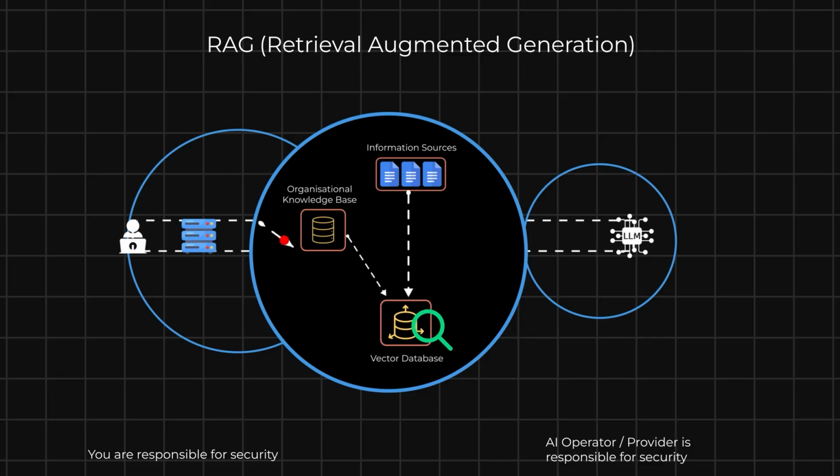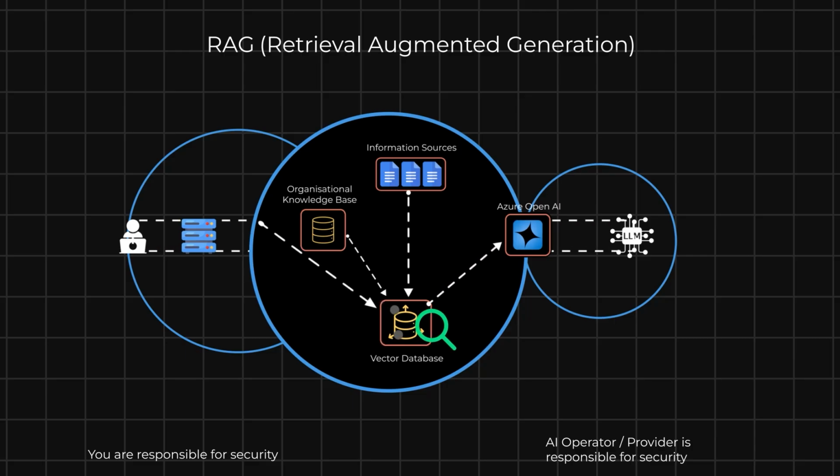And when a user submits a query, the system retrieves the most relevant piece of information from the vector store and securely attaches that context to the prompt that you've submitted before sending it to the LLM. This ensures that the output is grounded in your organization's verified data rather than generic model knowledge.